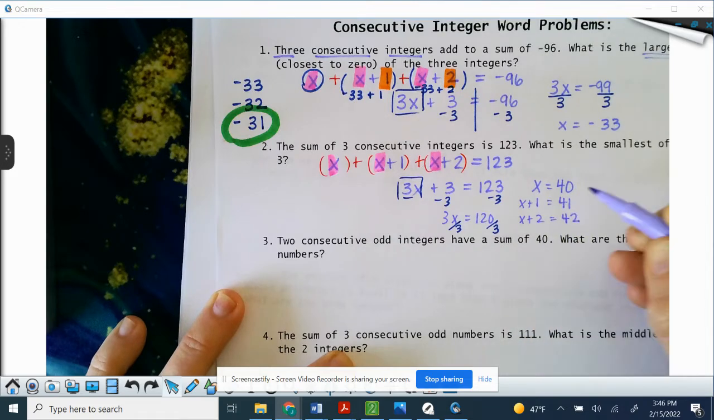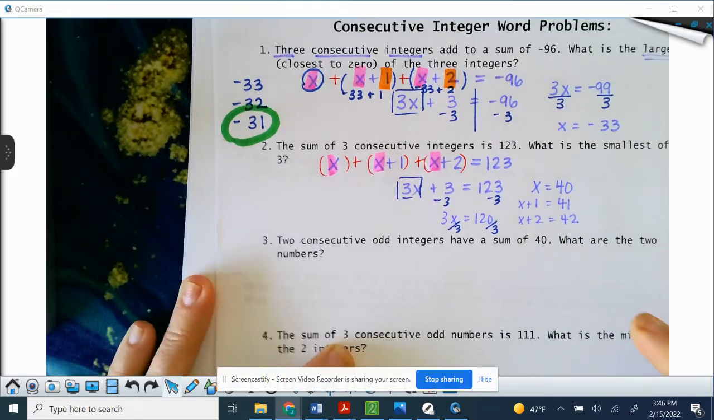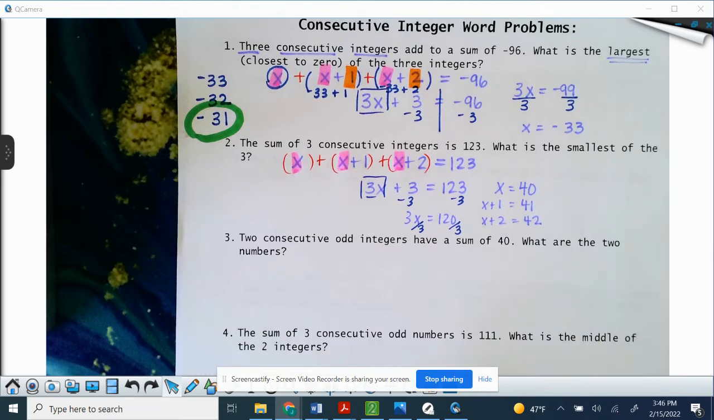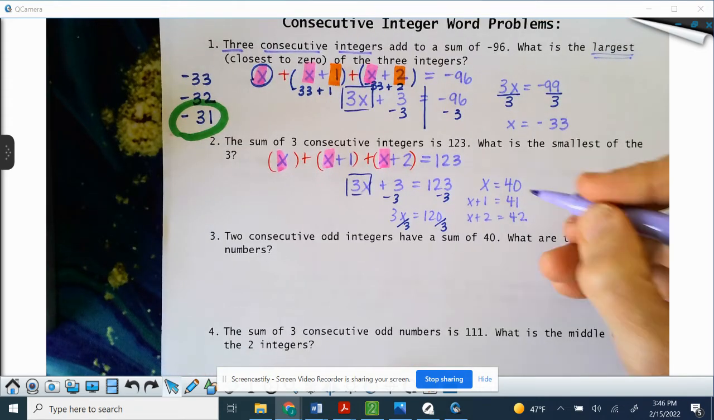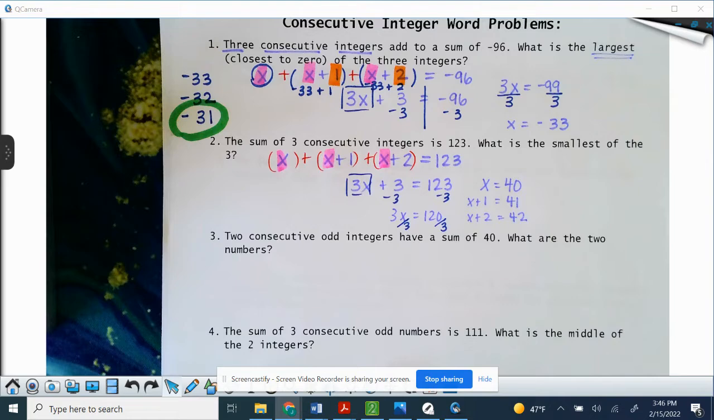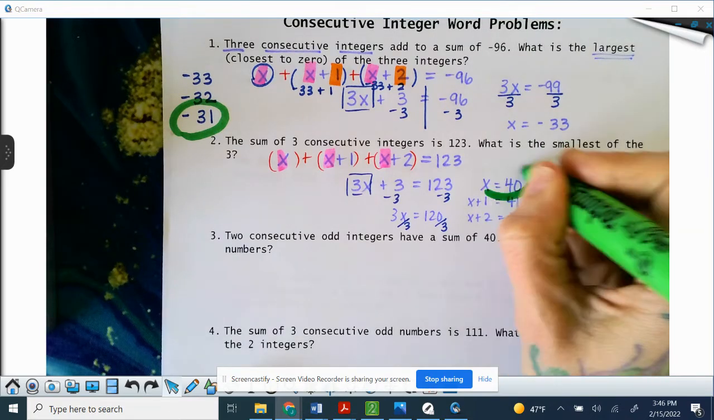So 40, 41, 42. So they are consecutive. It did not call out an even and odd, so we're perfect. What is the smallest of the 3? 40, 41, or 42? The smallest of the 3 is going to be 40.